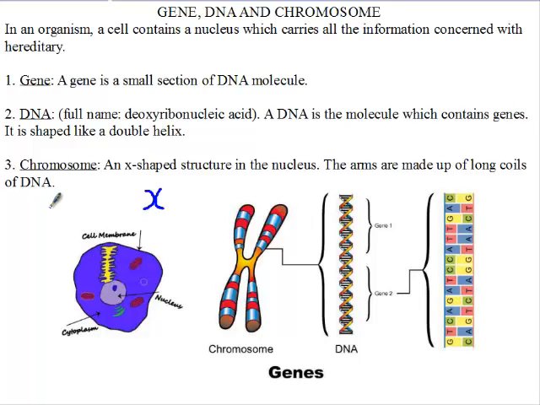Long coils of DNA. So what is DNA then? DNA is a molecule which contains genes. It is shaped like a double helix. It is made up of two strands, and these strands are in a spiral manner. That is why we say it is like a double helix. So that means when you take the DNA molecule, genes are found on the DNA molecule.